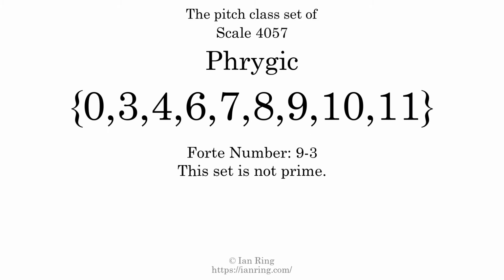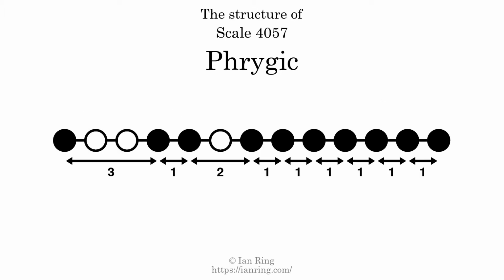The pitch class set for this scale is 0, 3, 4, 6, 7, 8, 9, 10, 11. The fourth class is 9, 3. This set is not prime. The structure of a scale is a description of the interval distance between each successive tone. This scale has a structure of 3 1 2 1 1 1 1 1 1.